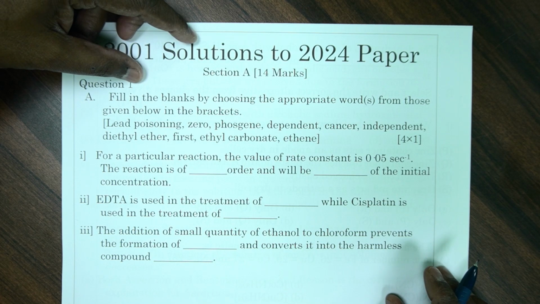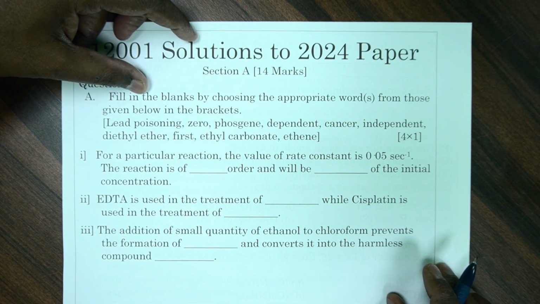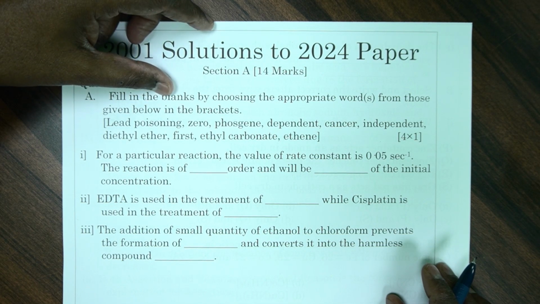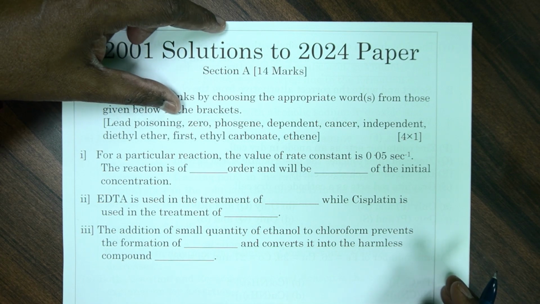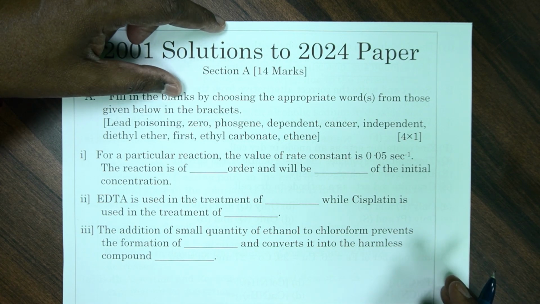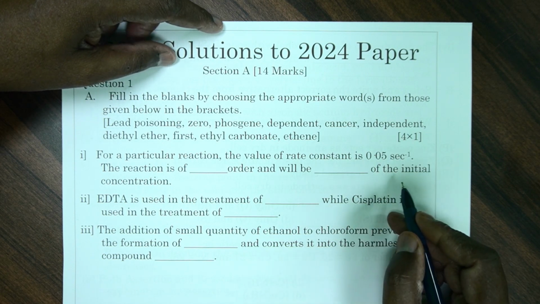Question 1 says fill in the blanks by choosing the appropriate words from those given below in the brackets. Now in the bracket we have lead poisoning, zero, phosgene, dependent, cancer, independent, diethyl ether, ethyl carbonate, ethene. So these are the words given. Now let's see what will fill the first question.